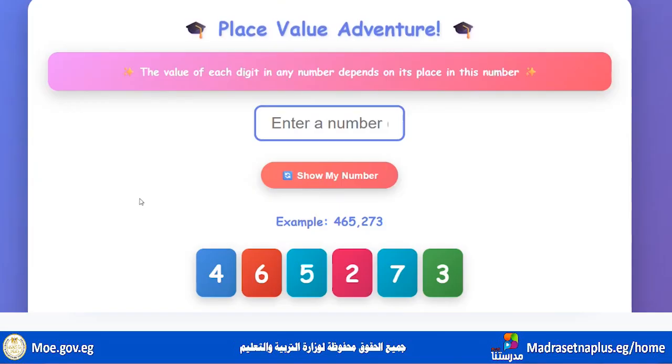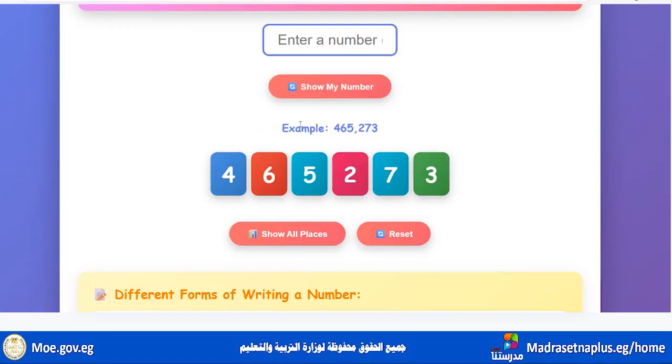Okay. Now we have an example in front of you. 465,273. Each digit has a position called the place value, and has a value. Any number has a place value and value. The value of any number depends on its place.